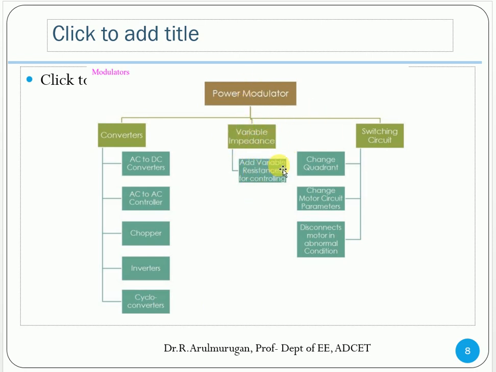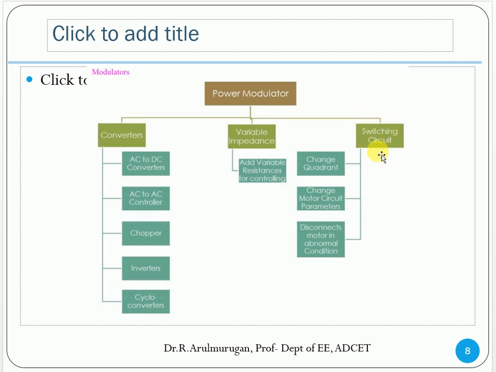So add the variable resistance for controlling. This is called variable impedance. Variable resistance for controlling is nothing but an electrical fan regulator. Conventional method. The next possibility is the switching circuit.